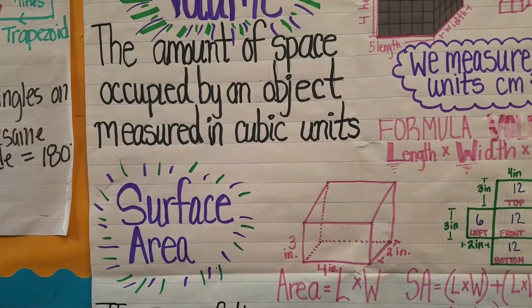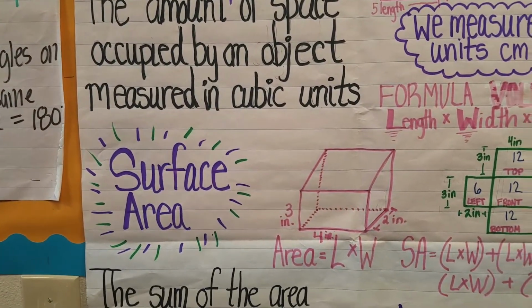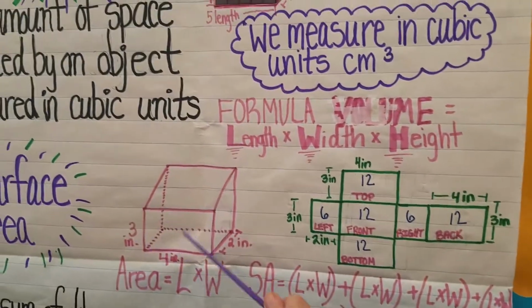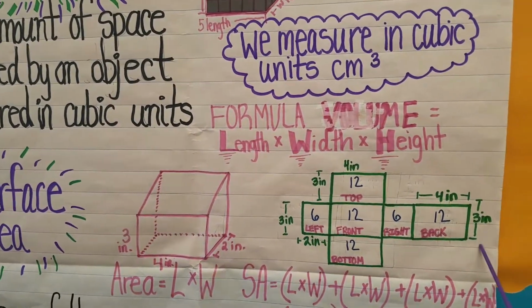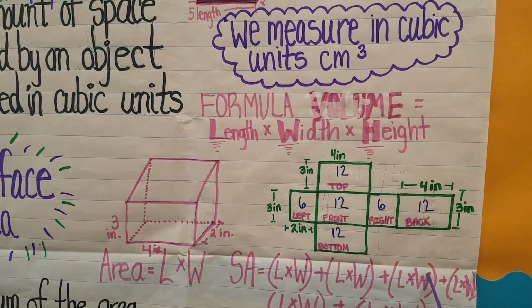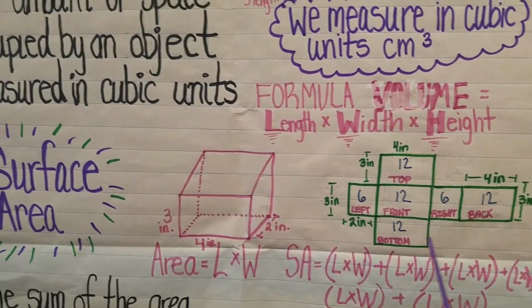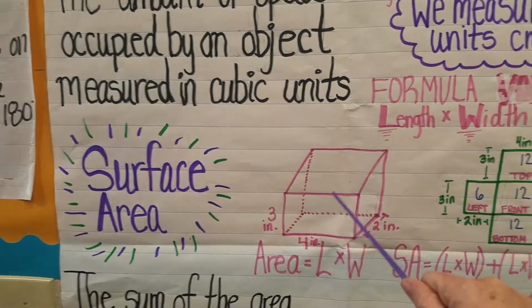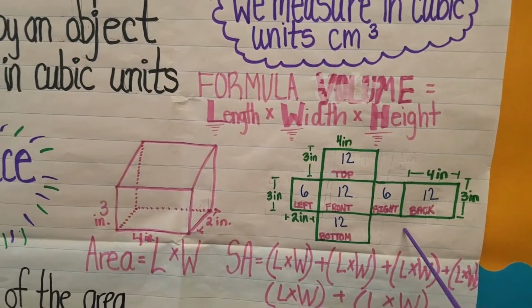And a way that helps us do that is through a net, which is when we open this shape up and lay it flat out. That is the net. So we're going to look at finding surface area when we're looking at it as a solid shape, and also with a net.